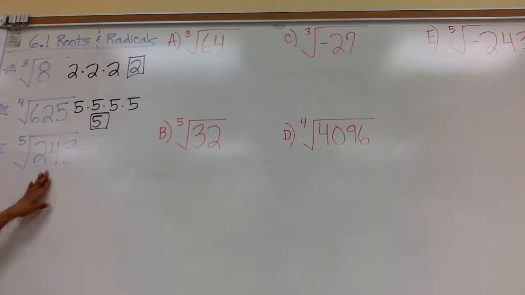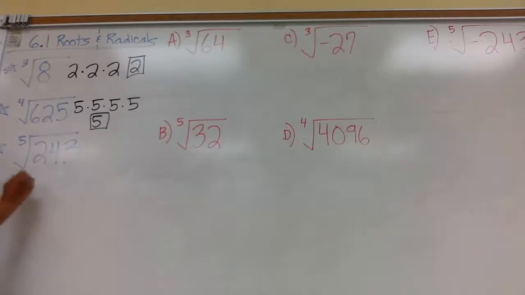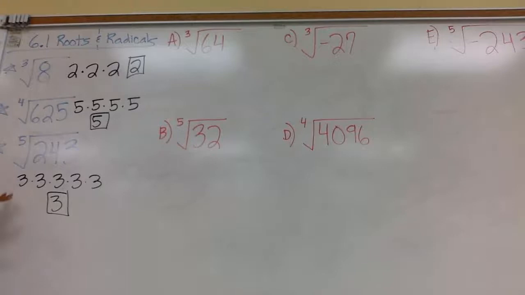We'll go through and do one more. So again, this number on the outside is called an index. So it's a little tiny 5. This one is a little tiny 4, a little tiny 3. So the fifth root of 243. Some number 5 times is going to give me 243. So that number is 3, because 3 times 3 times 3 times 3 times 3 gives me 243. Now, these are all numbers, no variables.